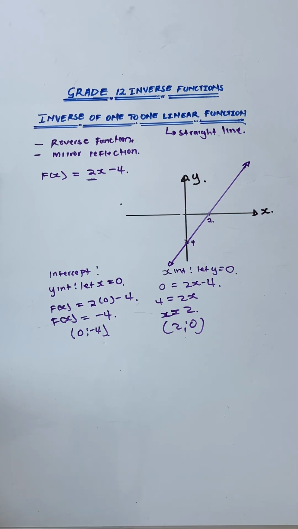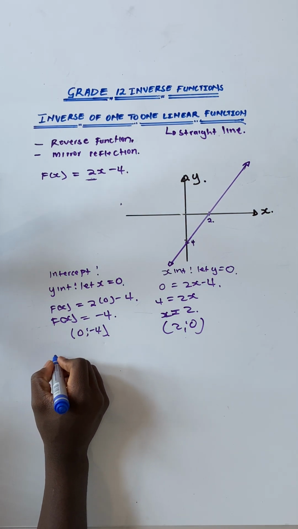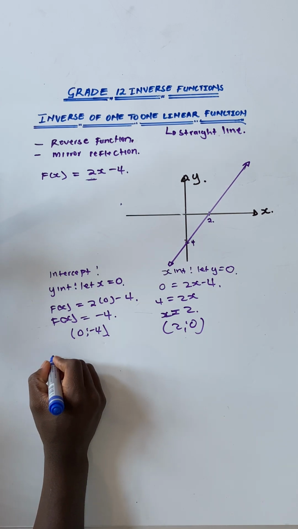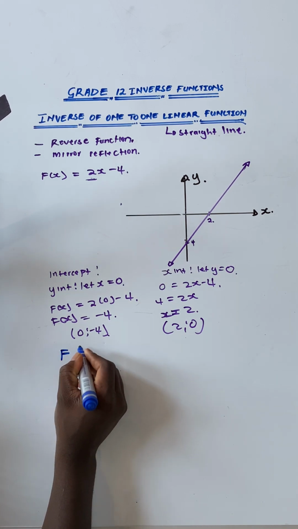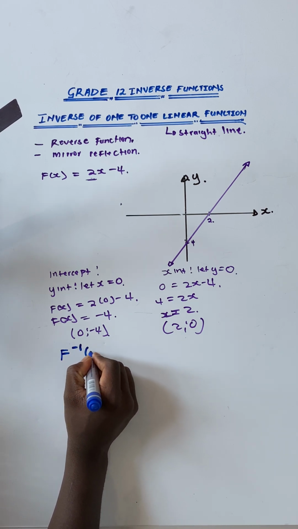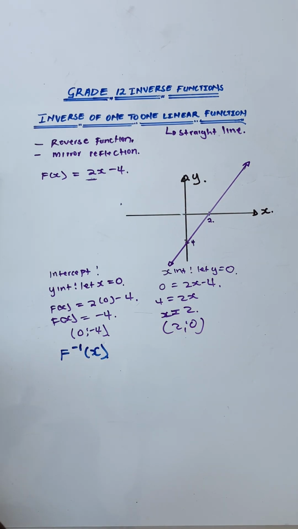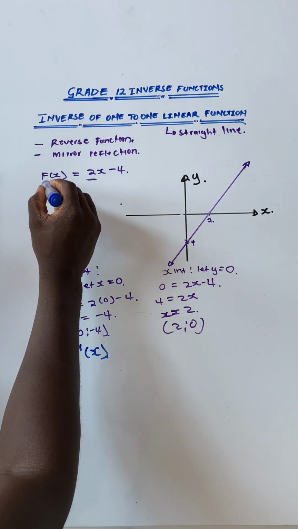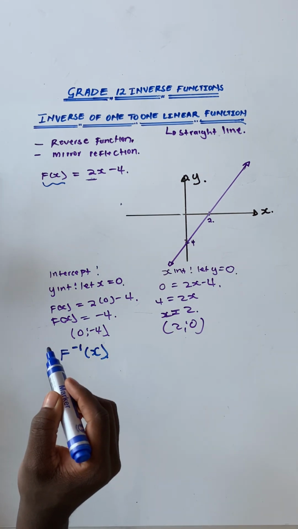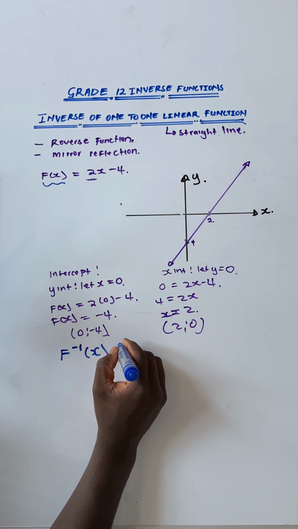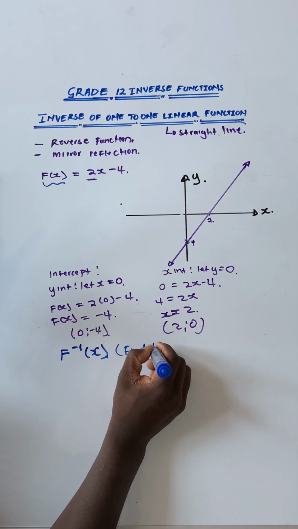Now let us see, how do we then draw the inverse function? The first step in drawing an inverse function: the first thing you should know is that we denote an inverse function using this symbol here, f to the power negative 1, of x. Then how do we find the inverse? The first thing is to change this f here to be y. So now we are trying to find the inverse.